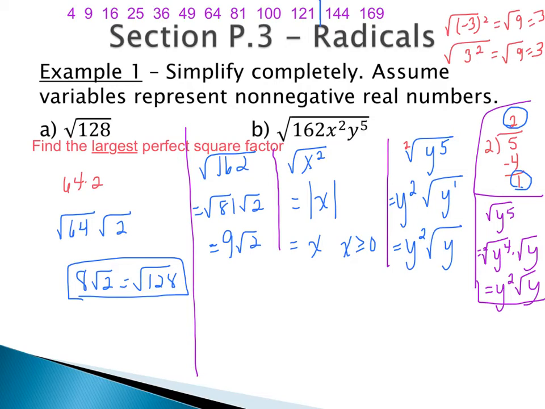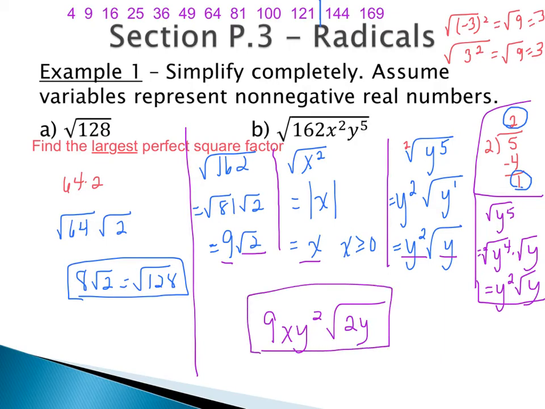Anything that's not under the radical would be on the outside, so I have the 9 on the outside, the x, and then the y squared, and then anything underneath is going to stay underneath. So in my first piece, I had a 2, square root of 2. My second piece, I did not have anything underneath this radical, and then I had a y. So your final answer then is 9xy squared, square root of 2y.